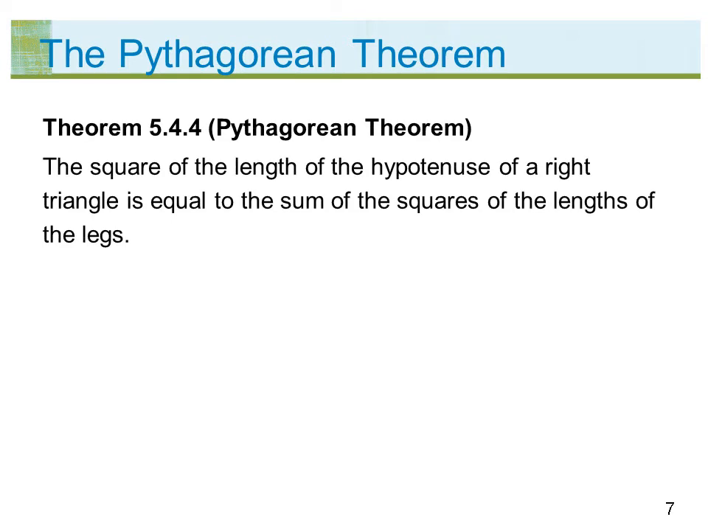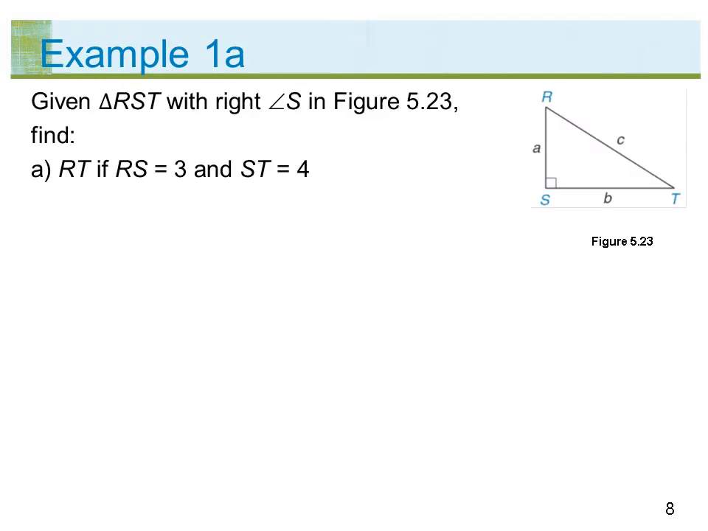Theorem 5.4.4. Pythagorean theorem. The square of the length of the hypotenuse of a right triangle is equal to the sum of the squares of the lengths of the legs. Given triangle RST with right angle S in figure 5.23, find A. Length RT if length RS equals 3 and length ST equals 4.